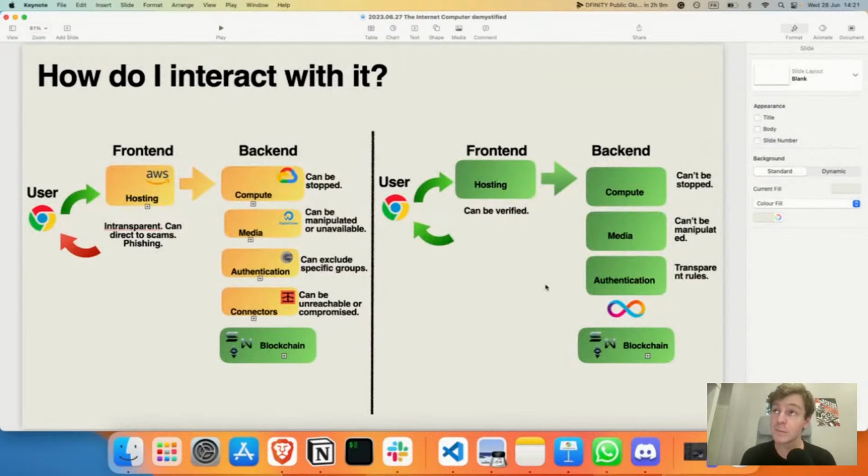I want to explain how we can trust a canister, because we say it's decentralized, we say it's trustless, but how exactly? How can we be sure that everything is transparent and cannot be manipulated? And I think that's where a lot of confusion right now in the Web3 space is happening.